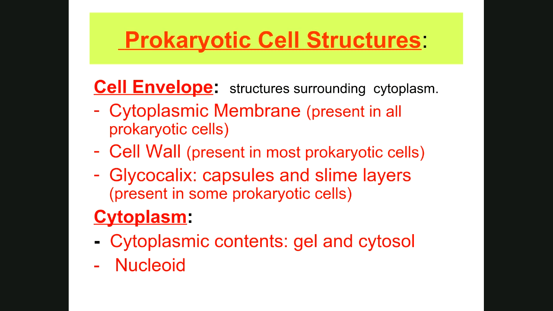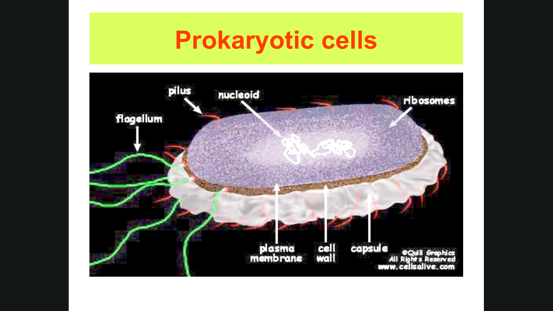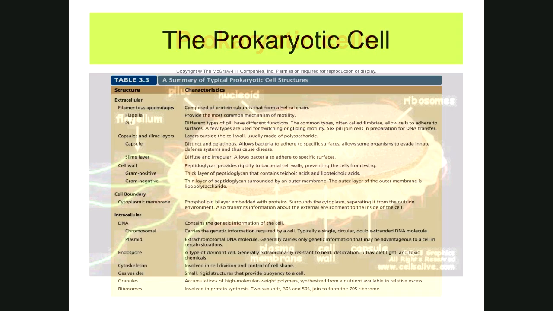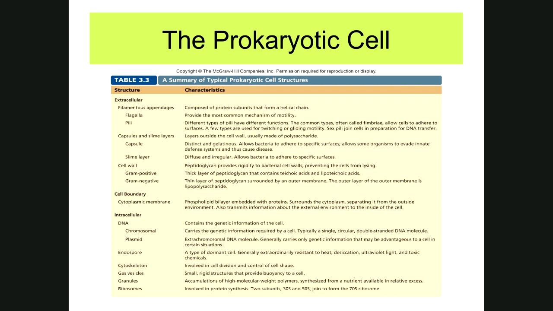So these are the things we're going to be looking at: cell membranes, cell walls, the capsules and slime layers, and then inside the cell, there isn't much inside a bacterial cell. The DNA, that's basically it, and ribosomes. All right. So that's just pictures of prokaryotic cells. This is a list of all the structures of prokaryotic cells.